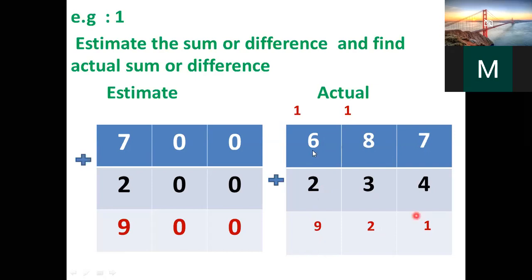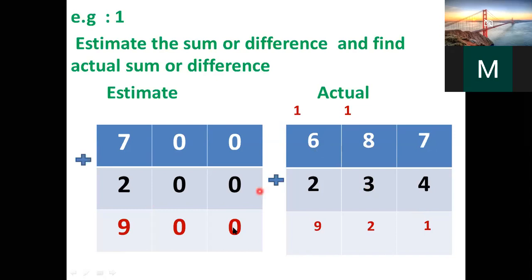Next, you have to estimate to the nearest 100 place. For 687, 8 is greater than 5, so you have to add 1 to the 100 place. The answer is 700. Next is 234. Check the tens place value, which is 3. 3 is less than 5, so you put 0 in the tens place and 0 in the ones place. So the answer is 200.